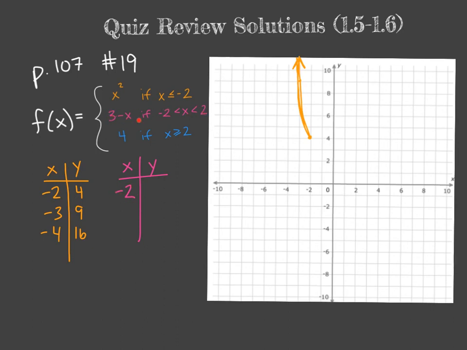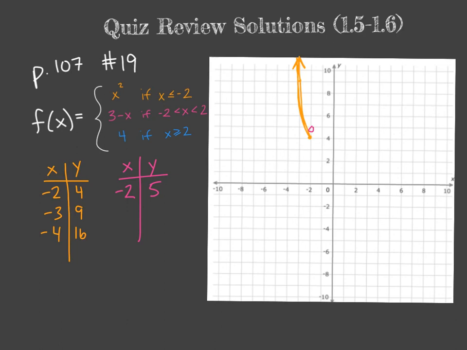All right, 3 minus -2 is 5. So I'm actually going to have a hole at the coordinate point -2, 5. Because our graph will get close to there. Let's try that one more time. Okay, something like that at -2, 5.